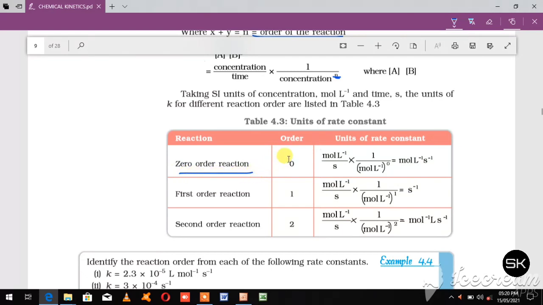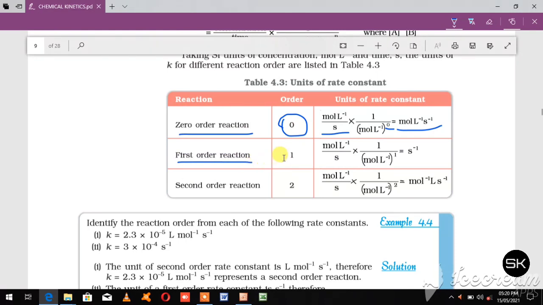For a zero order reaction, the order is equal to 0. The unit of rate constant is equal to the unit of rate, mole per liter per second, into 1 by mole per liter, the unit of concentration, to the power 0, that is the order. Since it is a zero order, something to the power 0 is equal to 1, so the unit will be mole per liter per second.